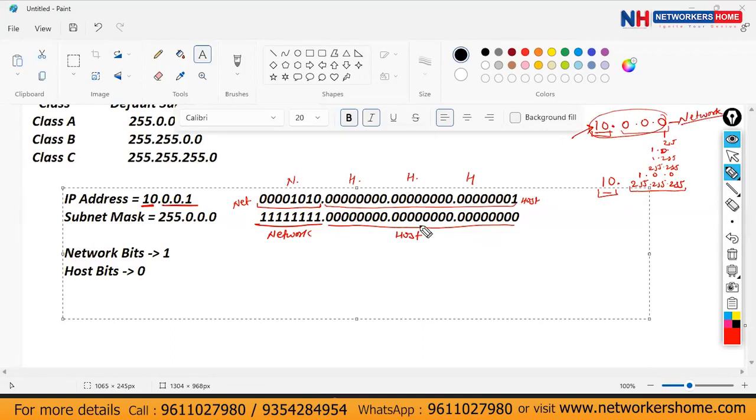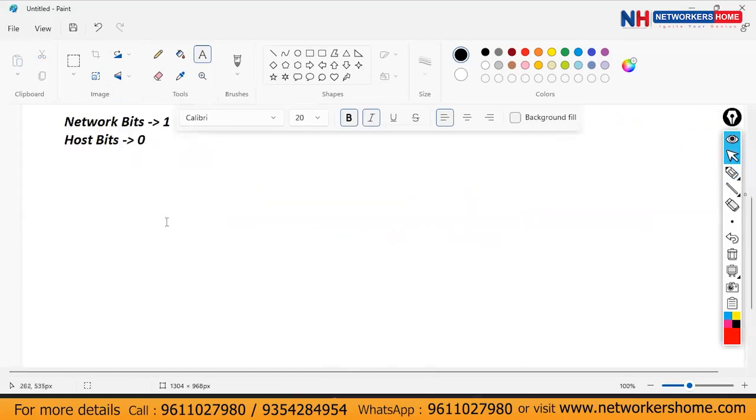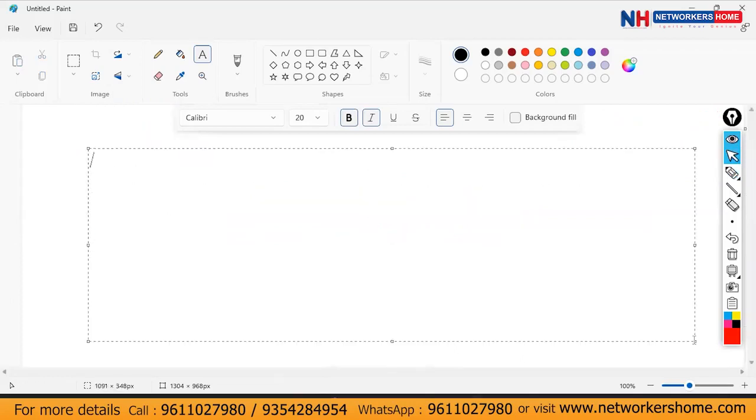Again, let me give you an example of class C, for easy understanding, and then we'll come back to class A and B. Same calculation. Let's do class C first. I'm writing an address 192.168.0.1, and the default subnet mask 255.255.255.0. Now if I write this in binary, 192 is 11000000, and 168 will be 128 plus 32 plus 8. This will be the value for 168.